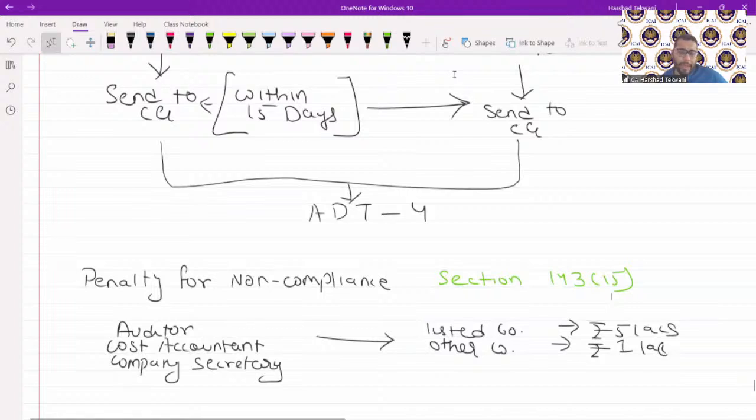I hope, Vidula, I explained the timeline, and I hope it is fine and appropriate. Otherwise, let me know, I'll explain it again. Yes, Jay, cost accountant and company secretary are also required to report the fraud if they come across any fraud.